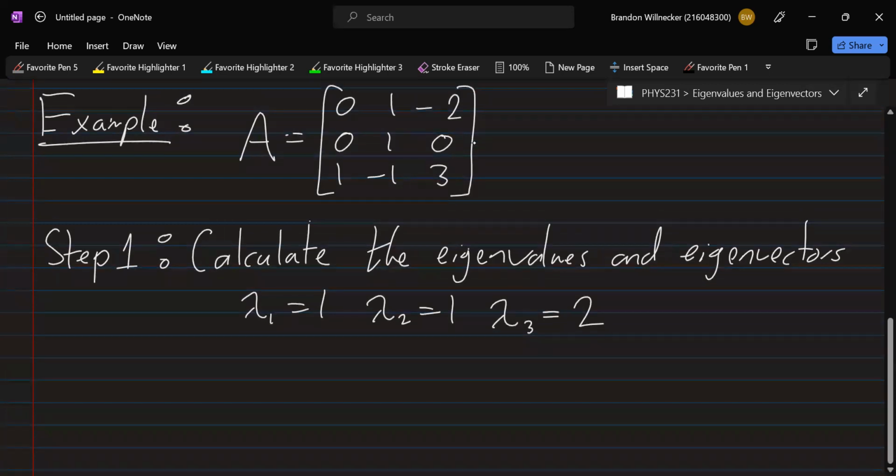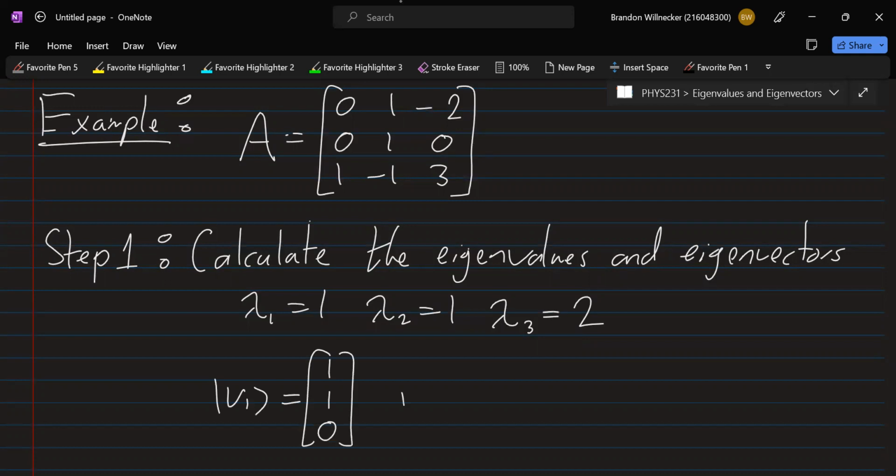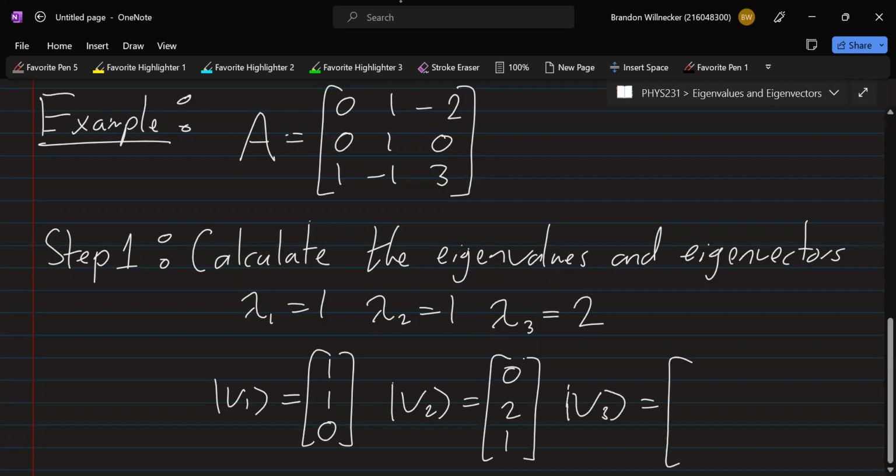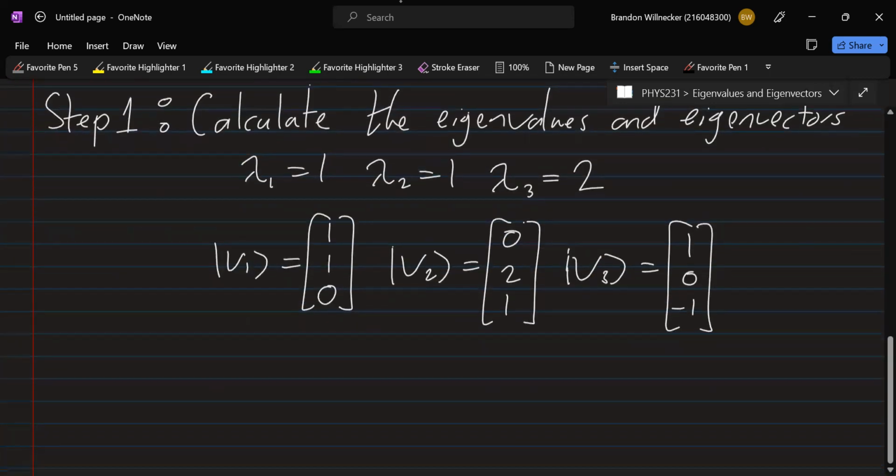Once we have that, we can calculate the eigenvectors. V1 is going to be (1, 1, 0). V2 will be (0, 2, 1). And V3 will be (1, 0, -1). These are not normalized.